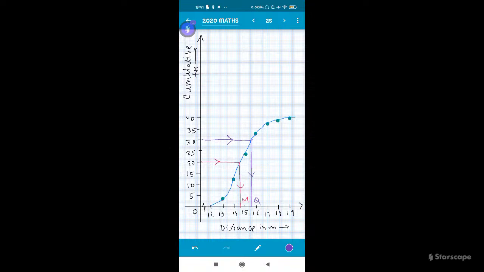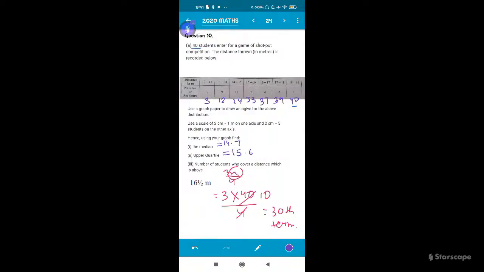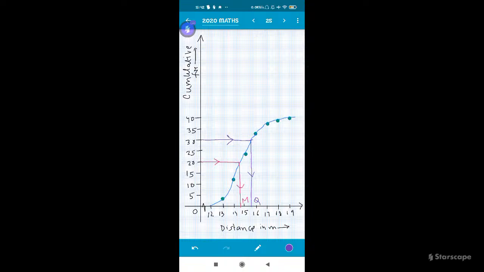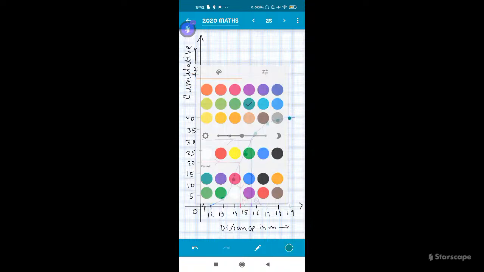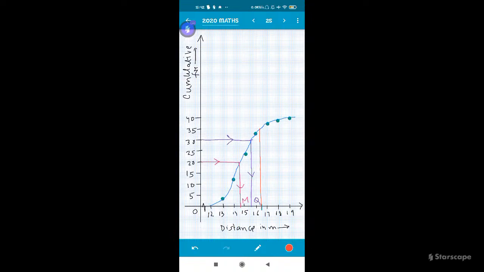Now the last part of this particular question is, you have to find the number of students who cover a distance above 16.5 meters. Now in this question you have to find the answer in terms of the number of students. So the number of students lies on the y-axis. That means in order to find the answer on the y-axis, we will begin from the x-axis. These are certain tricks which you can remember to make these types of questions much easier. So more than 16.5 meters. Where does 16.5 meters lie? Out here almost. So from here, a horizontal line.